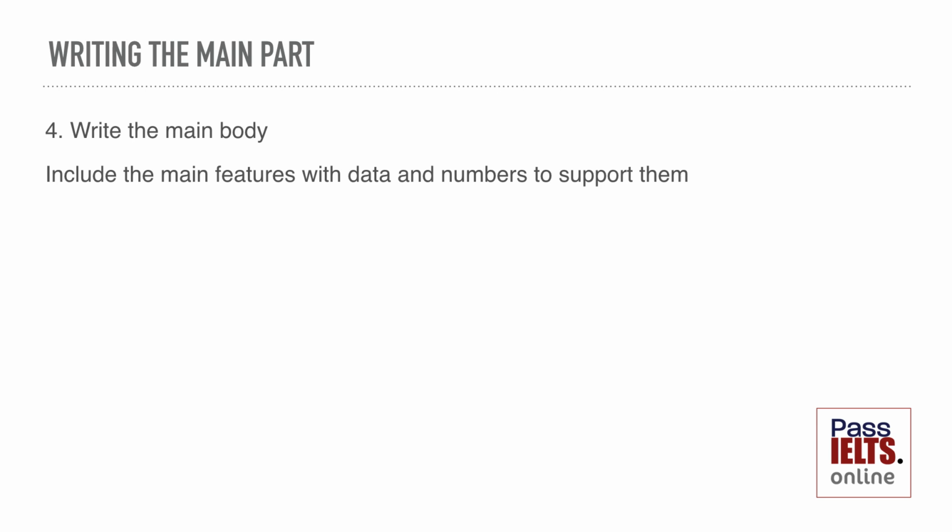Now we're going to write the main body. You have to include the main features which you circled or chose in the planning stage. You need to support those with data and numbers from the chart. You also need to think about the structure of your writing, as it's important that it is well organised and progresses clearly in order to get a good score. It doesn't matter how you organise it, it is just important that it is well organised and written logically.